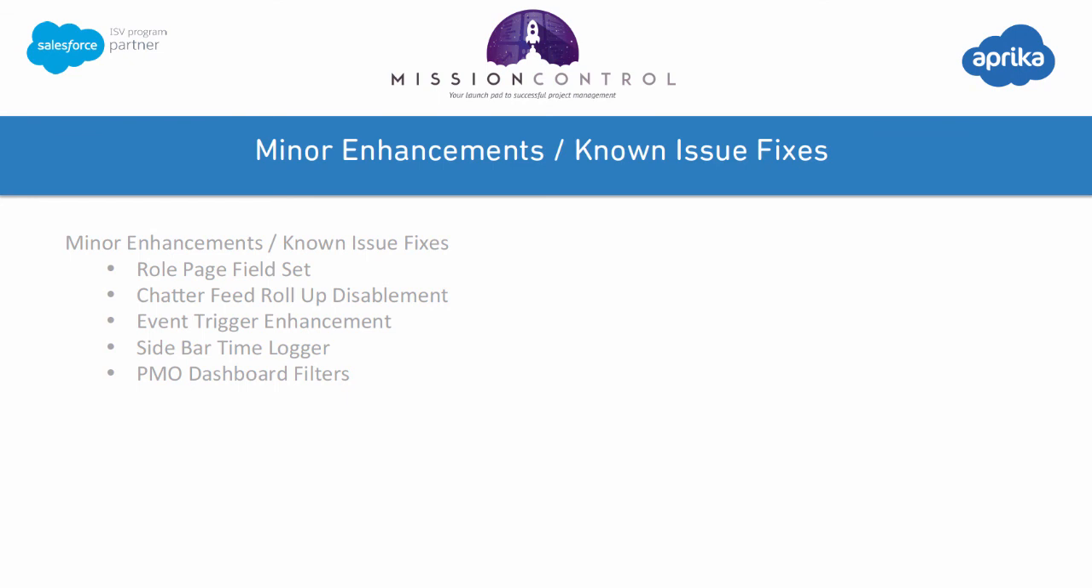Another feature that has been enhanced is the ability to disable the chatter feed roll-up. We've had a request from some clients to provide the ability to disable the feed roll-up, as they have found too much activity is clogging up their team collaboration. We have therefore included a setting to disable this feature within the project automation section on the console. To disable this feature, simply check the box and click the update button.